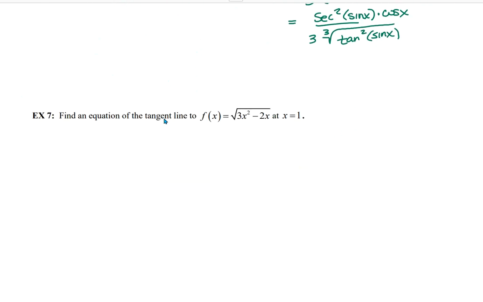And this example is asking you to find the equation of the line tangent to this at x equals 1. So again, you're going to need a point and you're going to need a slope. So find the value of the function. You're looking for the point, so evaluate f at 1, find the y value, and then find f prime and evaluate it at 1, and then fill it in. Okay, go ahead.